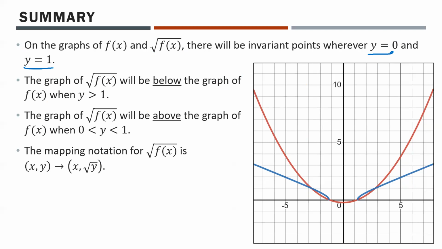Now, the graph of the square root of f of x will be below the graph of f of x. On this picture that I threw in, I know this picture's not in your notes, but it's just for fun, the square root function is the blue one. It'll be below the graph of your original function when y is greater than 1. You could also say f of x is greater than 1, whatever floats your boat. So notice blue is below red everywhere after y is 1, in terms of our y distance.